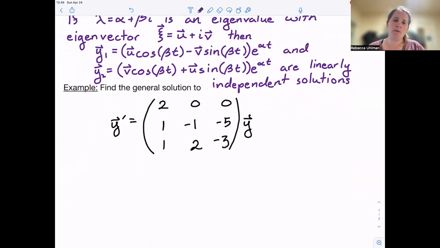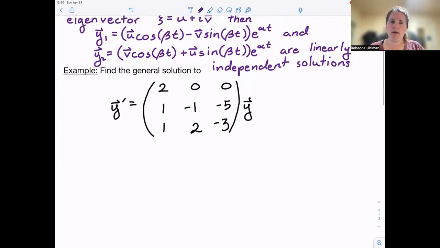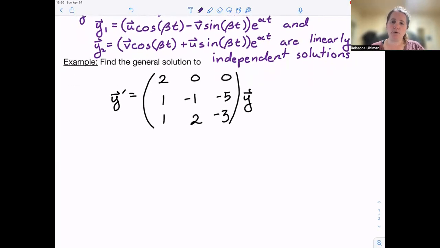Y prime is equal to the 3x3 matrix A times Y, where A is first row 2, 0, 0, second row 1, -1, -5, and last row 1, 2, -3. And our job is to find the general solution. So the first thing we should do is find the eigenvalues.